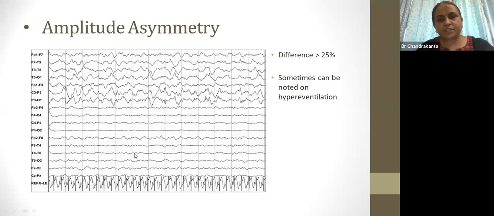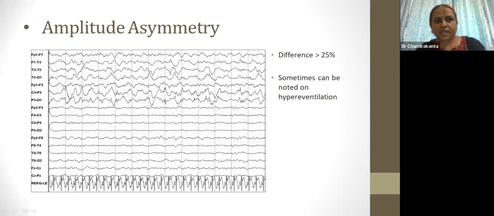So if there is gross damage to one side of the brain, then on that side we will get low voltage activity. Like if there is hemiatrophy on one side of the brain, we will get low voltage activity on that side. So in this EEG, you can see this is the left side of the cerebral hemisphere, odd number F7 3, and they have normal voltage. And if you see the right side of the cerebral hemisphere, you see that the voltage of the wave is low. Amplitude is low in comparison to the left side, and this difference should be more than 25%. If it is less than 25%, that is normal. And sometimes this asymmetry may not be obvious during the recording, but it becomes obvious during hyperventilation.